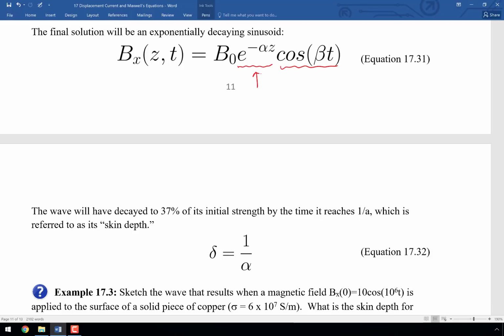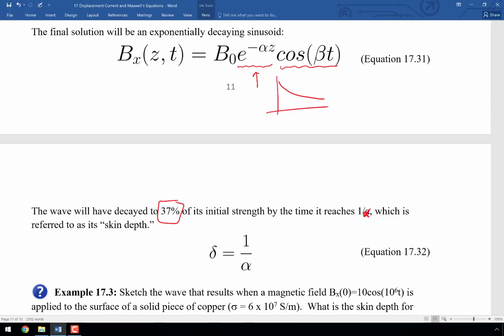So we understand e to the minus alpha z. We're familiar with things like this all the time. We're familiar with this from studying capacitors decaying, for example. There's a dissipation constant here, and so we know that it will have decayed to 37% of its initial strength. We often refer to it as a time constant. In this case, it's not decaying in time; it's decaying in space. So it will have decayed to 37% of its original strength by the time it reaches 1 over alpha, which is referred to as the skin depth.